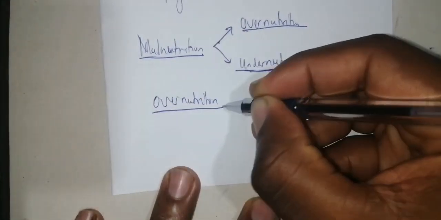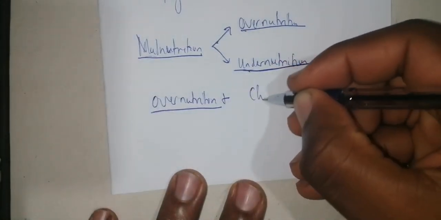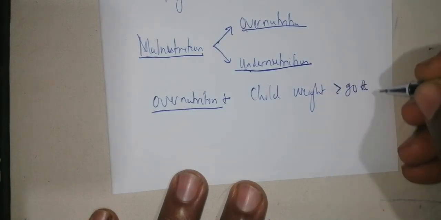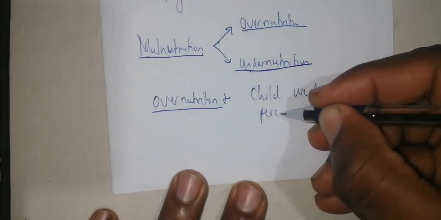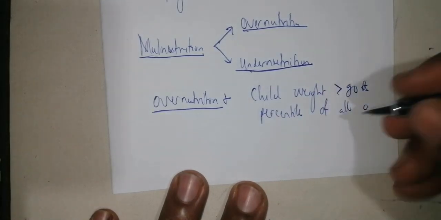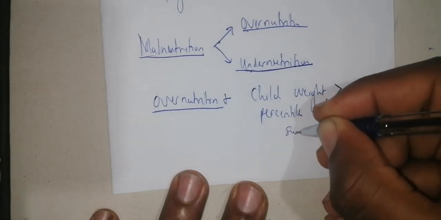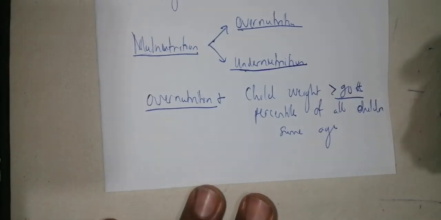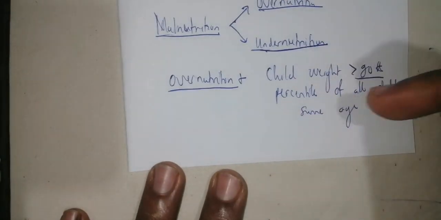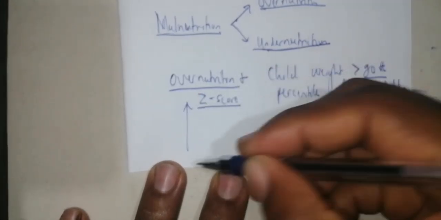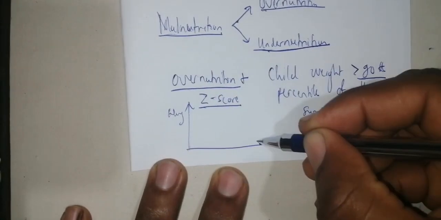Overnutrition is defined as when the child's weight is greater than the 90th percentile of all children with the same age. Is it clear? So if the child's weight is greater than the 90th percentile of all children of the same age, that one is called overnutrition. And in order for you to see this, you're going to use the Z score or the WHO score for the weight for age. Is it clear?